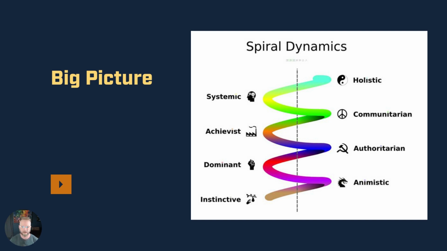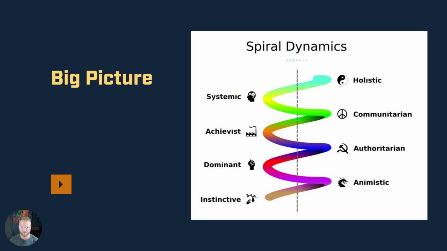But every individual goes through this. You start with the instinctive, and then go to animistic, dominant, authoritarian, achievist, communitarian, systemic, then holistic. So you basically, as a baby, you start here, and it's just all about survival and instinct, and then you start moving through this. And I'll get a little bit more on each one of these.